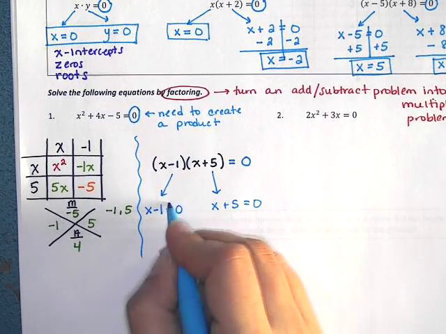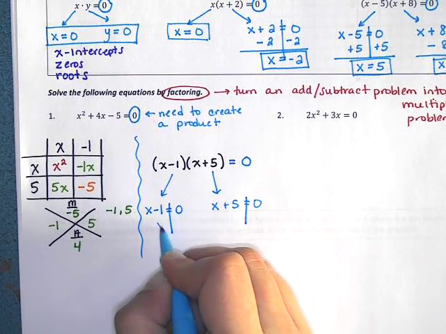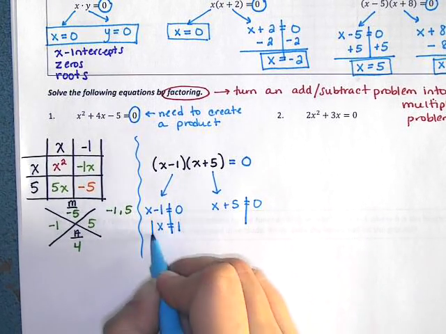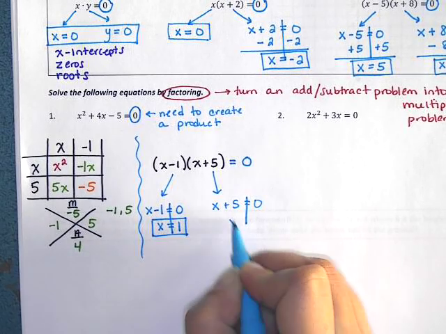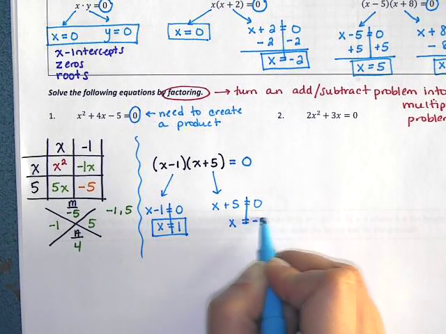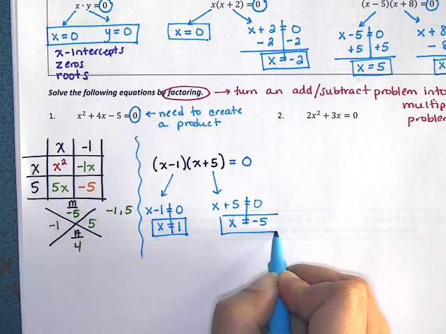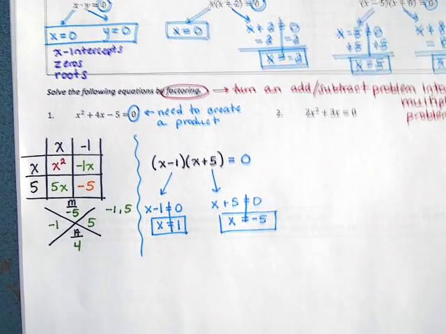So finally, I would just solve each one of those separately. By adding 1, I would get x equals 1, and by subtracting 5, I would get x equals -5. And those would be my two answers.